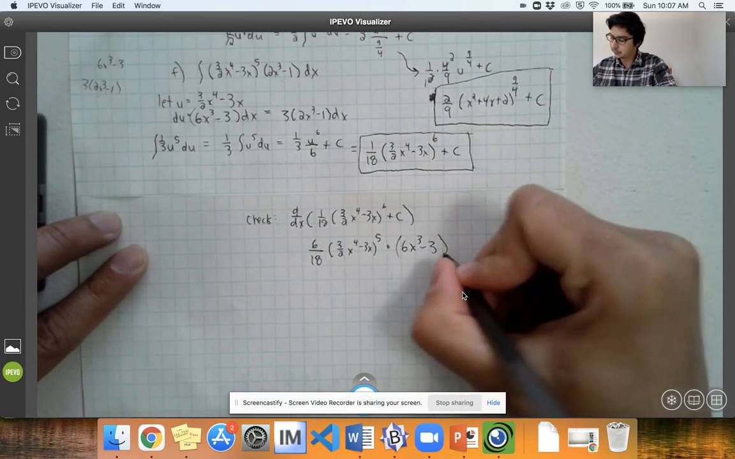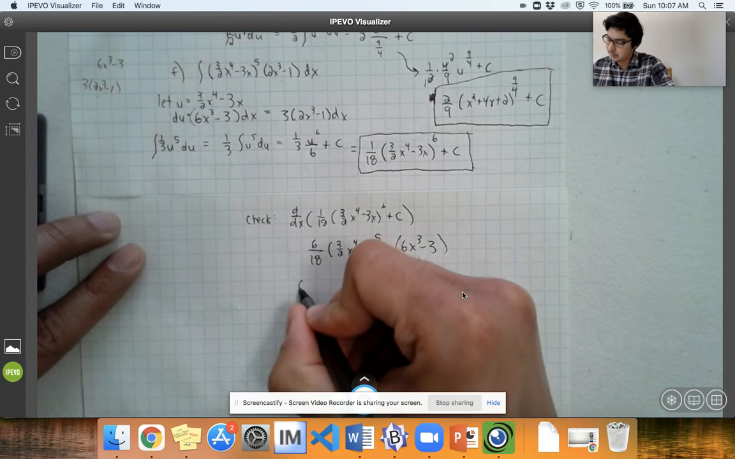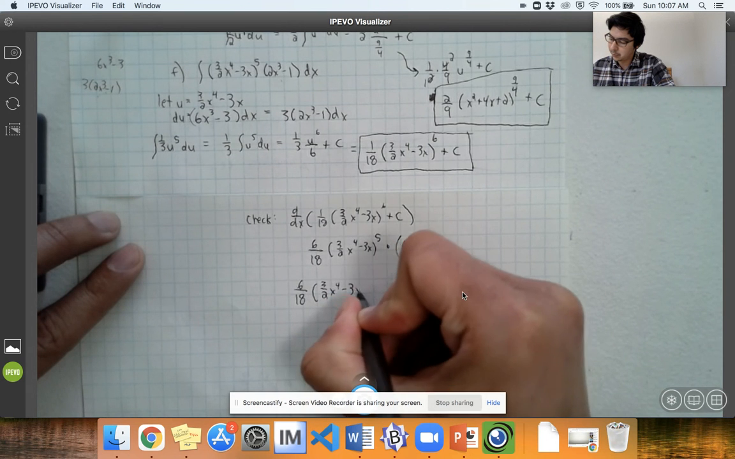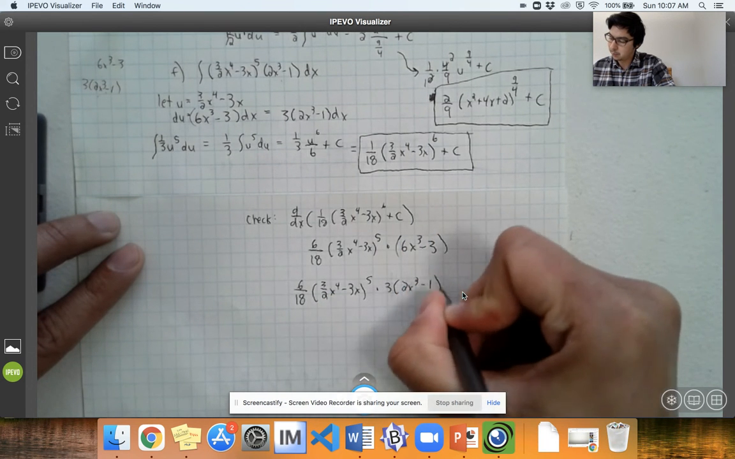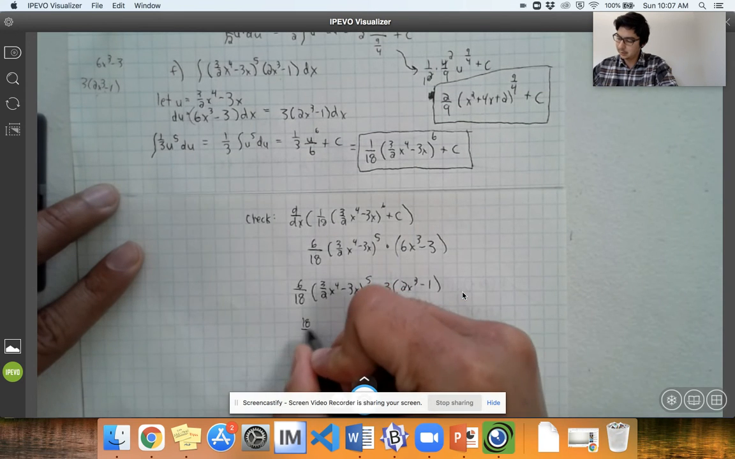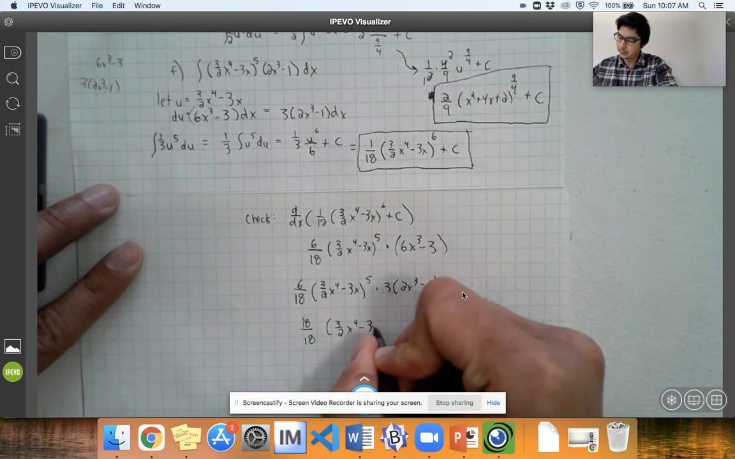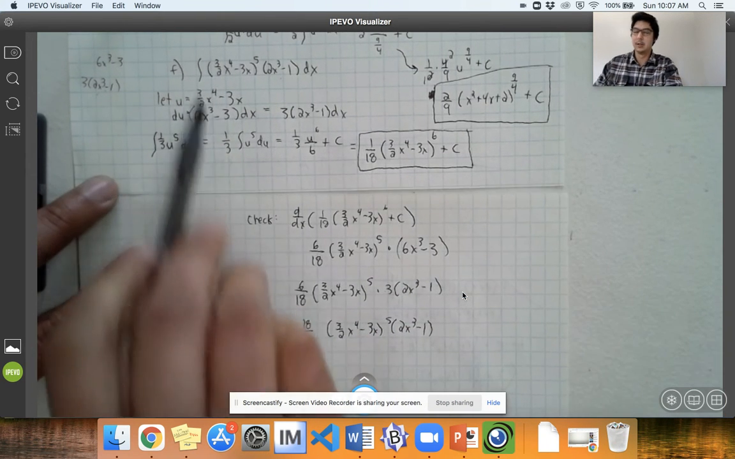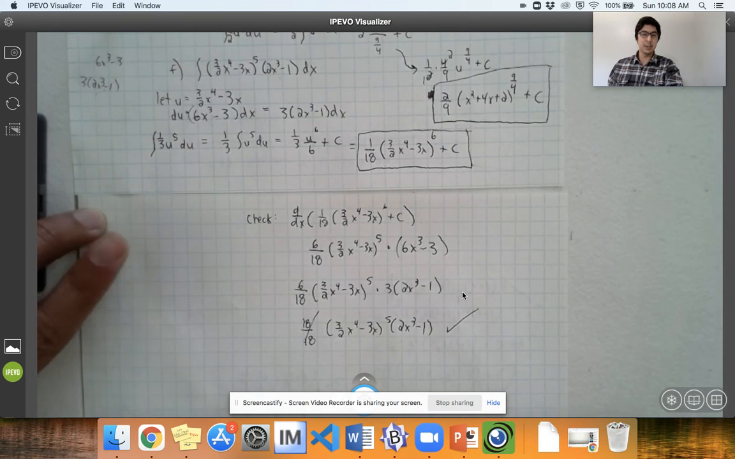Okay, and then I can pull out a 3 on that one, so I'd have 6/18 times (3/2 x to the fourth minus 3x) to the fifth times 3 times (2x to the third minus 1). And that 3 times 6 is 18/18, which is great because that will go to 1, leaving us with that original function in the integral up there. So that's good. So that's u substitution.